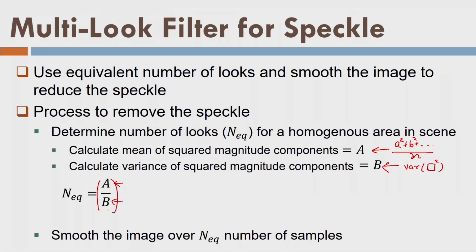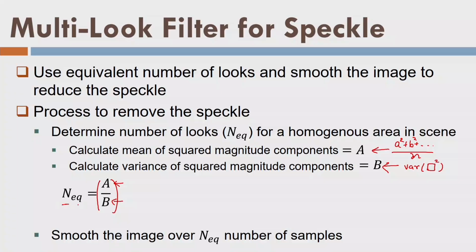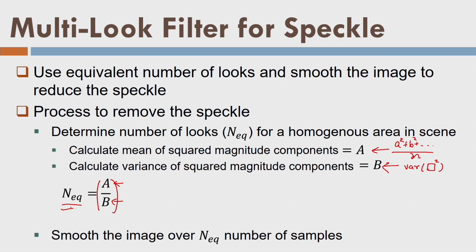That means I have observed that particular point, that homogeneous area, from more than one point. I hope you got the idea, and since I observed it from multiple points, I have more reliable readings, or a more reliable observation of backscatter. So now we calculate n equivalent, and using that n equivalent we smooth the image over this number of samples or pixels, and this is the way we remove the speckle. So that is the idea about the multi-look filters.